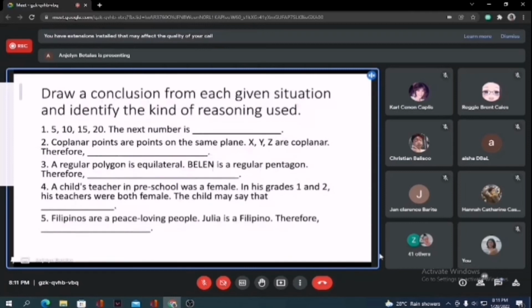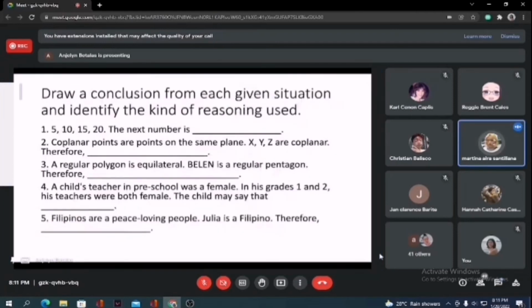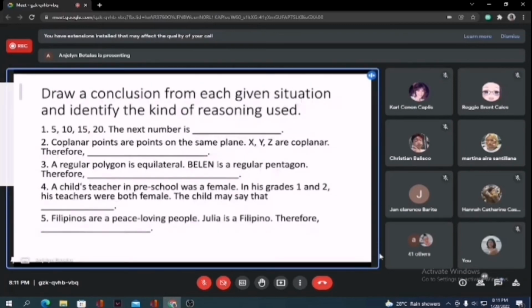Number 4. A child's teacher in preschool was a female. In grades 1 and 2, his teachers were both female. The child may say that, what do you think? His teachers are female. Correct. The child is innocent, so they conclude based on their experience.